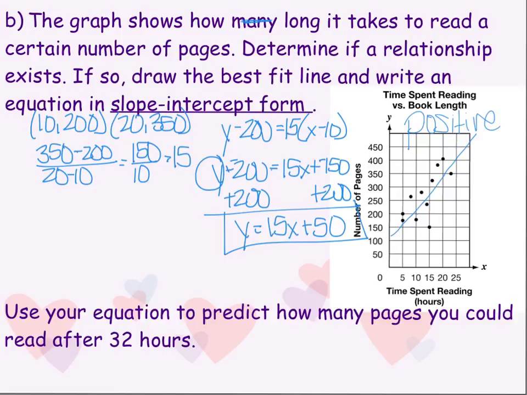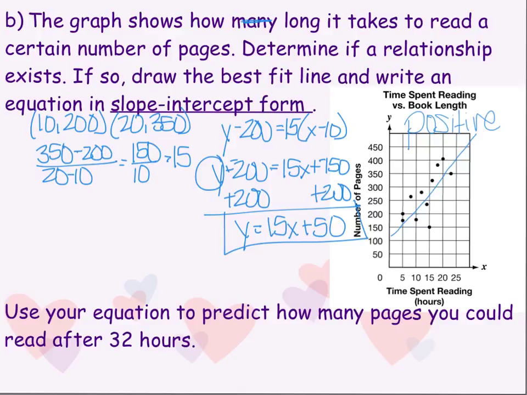Your B value, the number being added or subtracted at the end, I would say somewhere between 50 and 200 would be fine. Mine's probably a little bit on the low end, but somewhere in that range would be acceptable. So you could have multiple answers for this. Again, what I'm going to look for: does your best fit line make sense? Are your points correct? Did you do the math correct? If you did, your best fit line is perfectly fine.